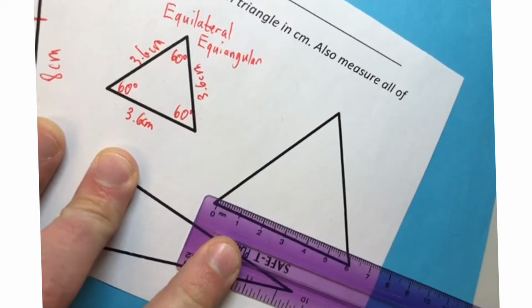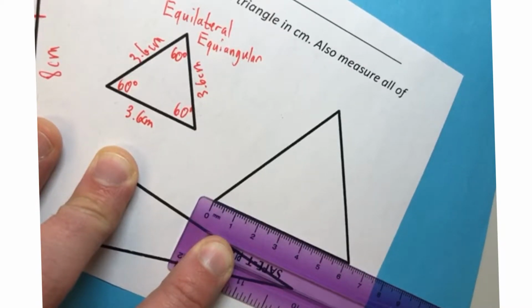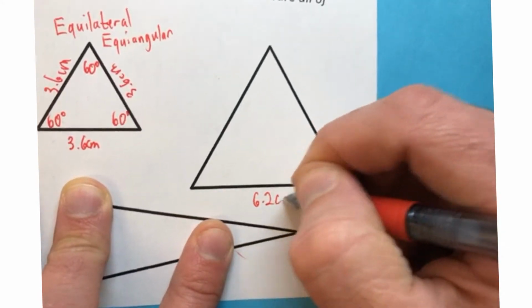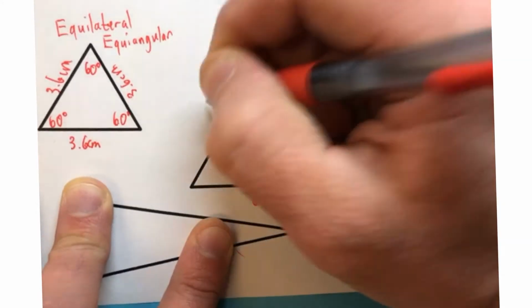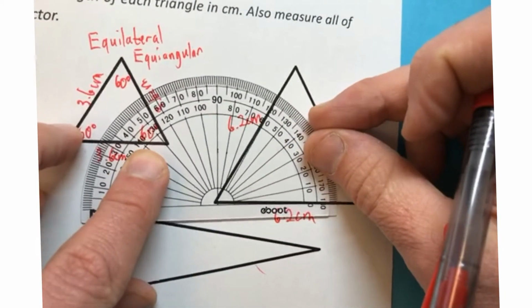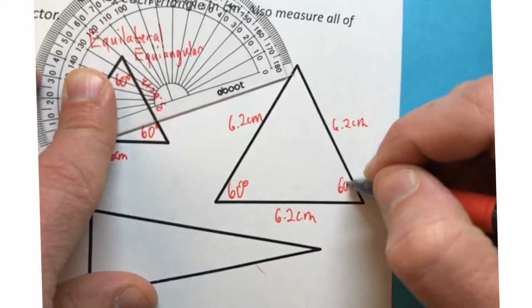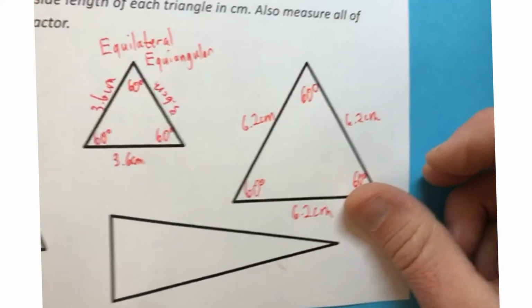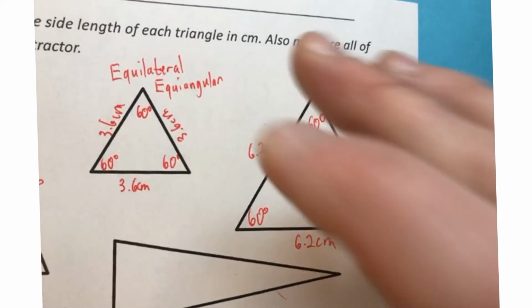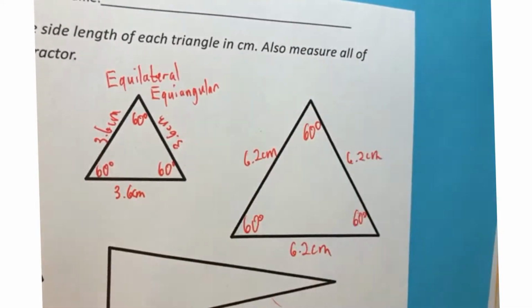All right, on this one, how long is this side? About 6.2, 6.3. I'm going to say 6.2. Okay, and if you measure these, you're going to see they're all the same thing. They're all 6.2. All right. How big is this angle right here? 60. And again, if you measure them, they're all going to be 60. In an equilateral triangle, this is what it's always going to be. The three sides are going to be the same length. The three angles are always going to be 60.